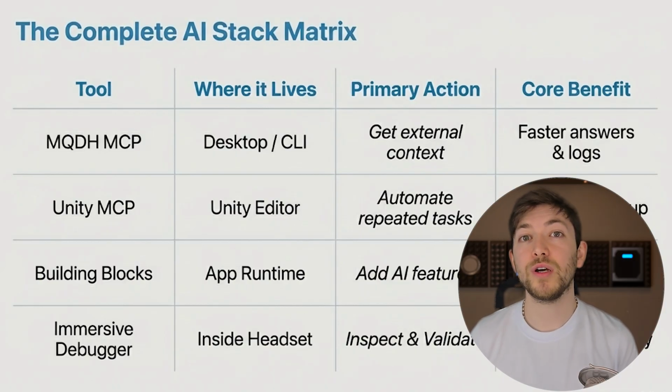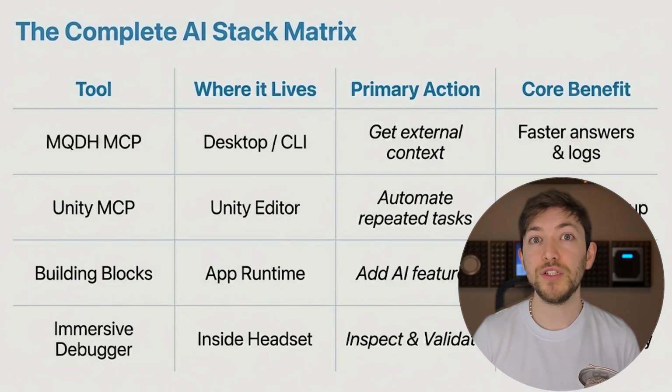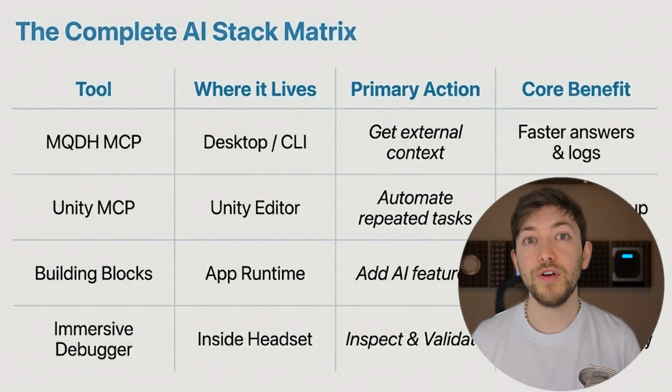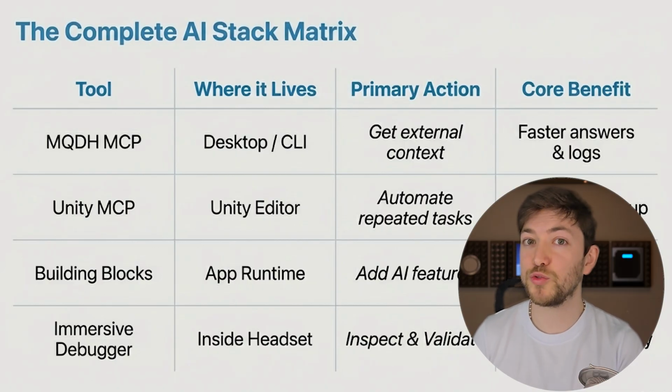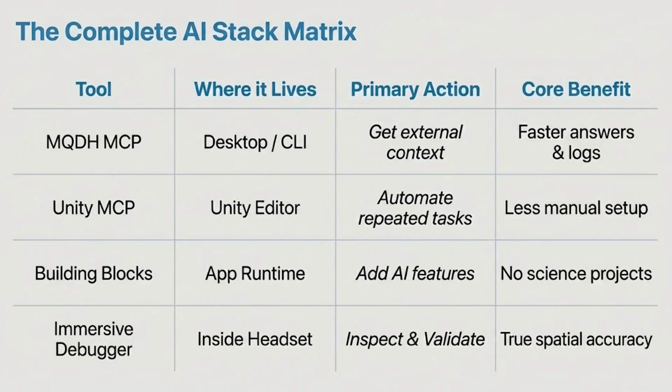So this is what I wanted to talk about the workflow. And in the future, I plan to talk about each one of these tools a little bit more in detail. But for now, this is your workflow. This is your stack. And here is the best and simplest way to explain it. MQDH MCP helps you get external context. Then the Unity MCP extension helps you automate repeated tasks, like editor tasks. Within that, the AI building blocks provide you with features that you can implement really easily. And they are really practical for testing things that you want to add to your application. And in the end, the Immersive Debugger helps you inspect and validate everything that you did and check that everything is working in the headset.